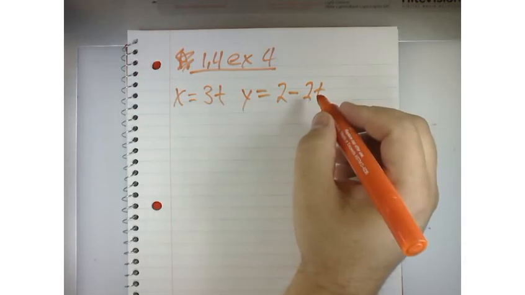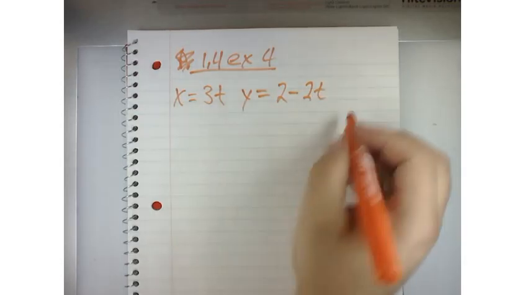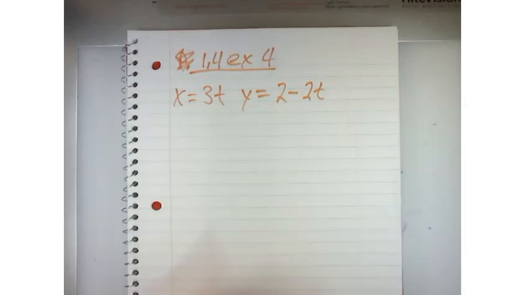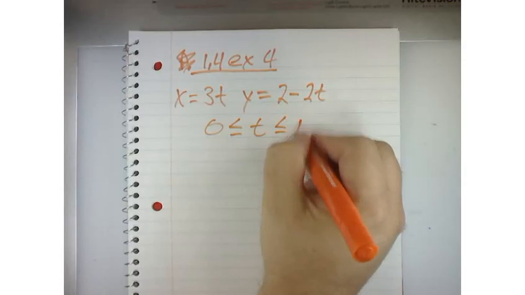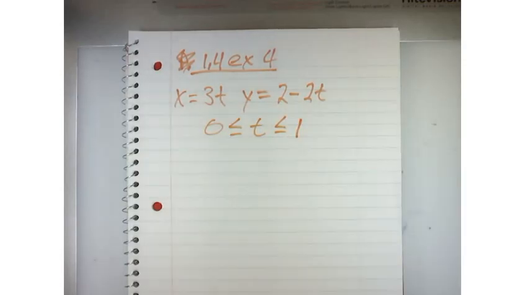That's a common practice. So what we're going to do is consider x equals 3t and y equals 2 minus 2t, and then we're going to set the boundaries for t between 0 and 1. All right, and so if I graph this on my graphing calculator, it's going to look like this.